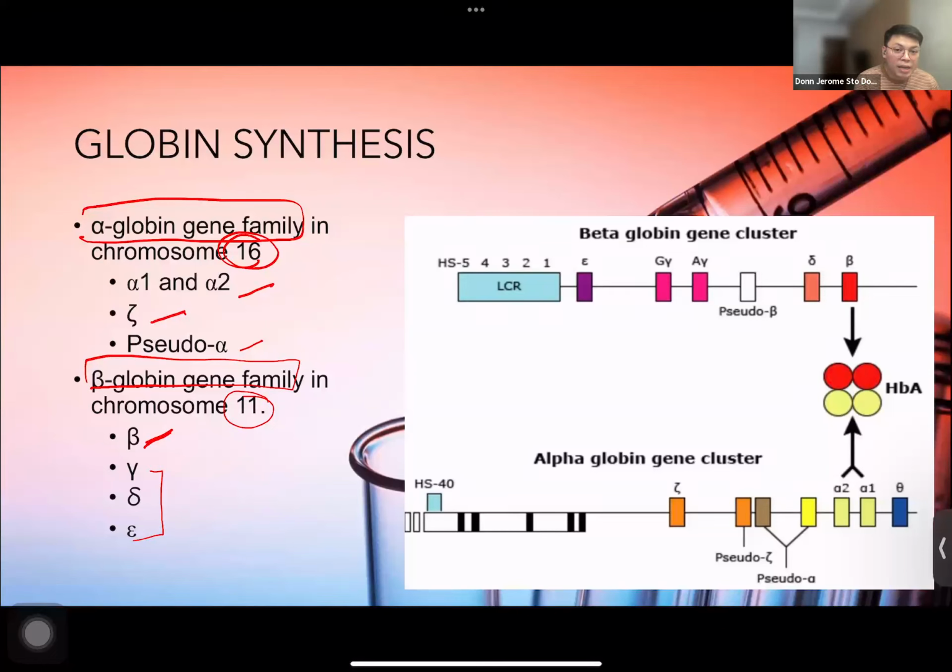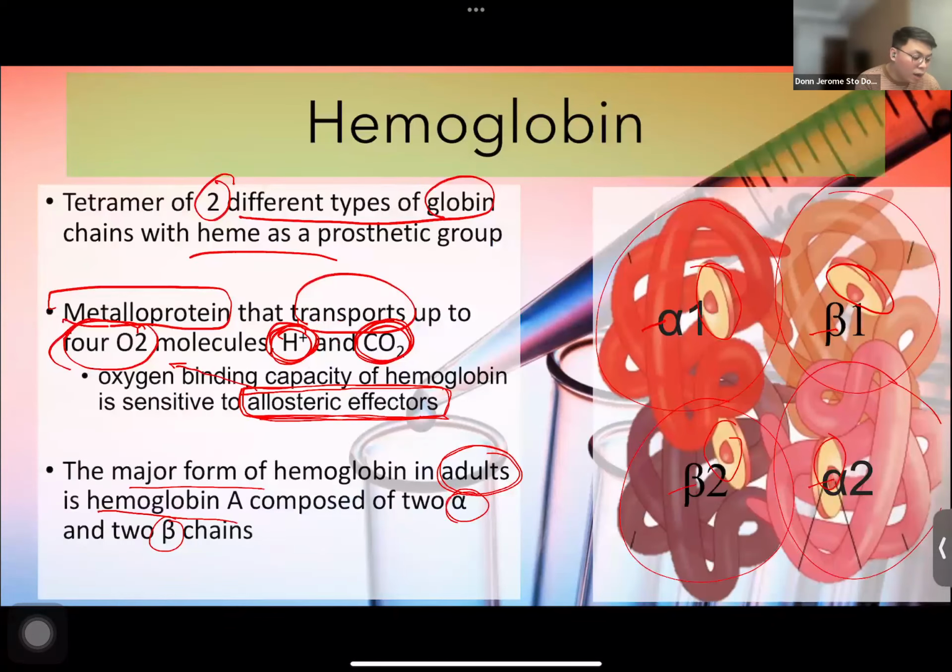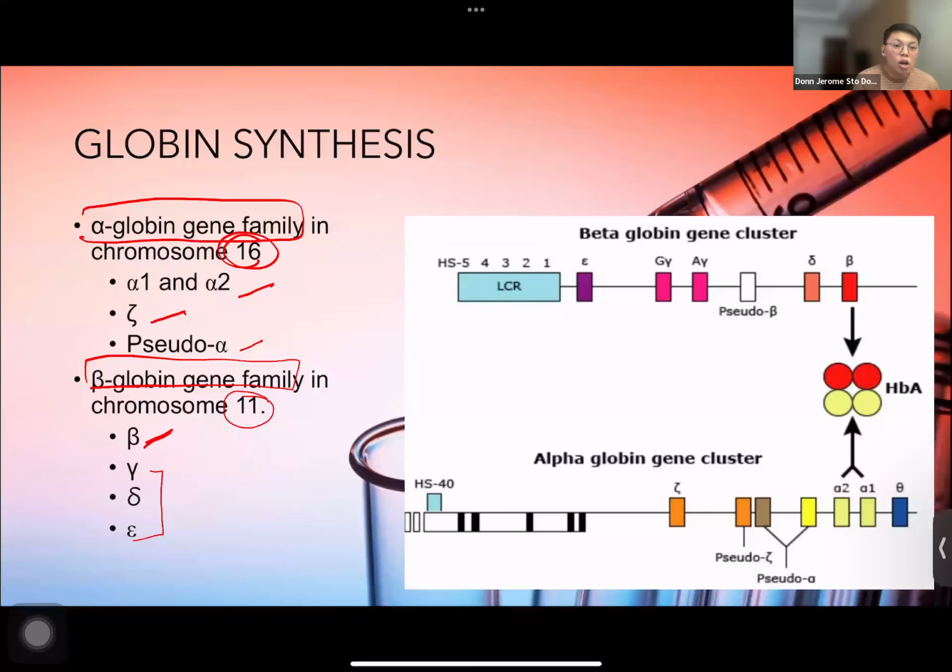Okay? Sabi natin kanina, ang hemoglobin, kailangan may dalawang globin chains, 2 different types of globin chains. Okay? In normal condition, 2 should come from alpha globin gene family, 2 should come from beta or beta globin gene family.